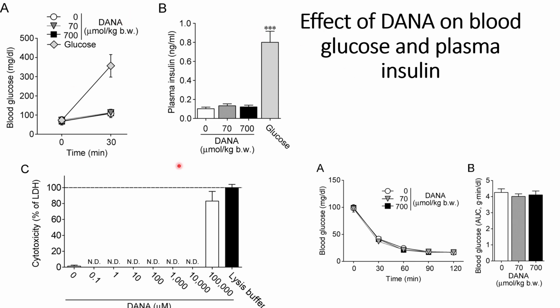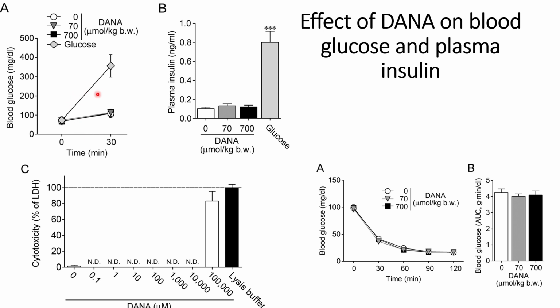The left-hand side of the results is for the effect of DANA on blood glucose. These are the results where the mice were kept fasting for 24 hours. After that, they injected glucose as a positive control, and in other cases DANA at different concentrations was introduced in different mouse models. What they found is that with different concentrations of DANA, there is no change in the glucose level.